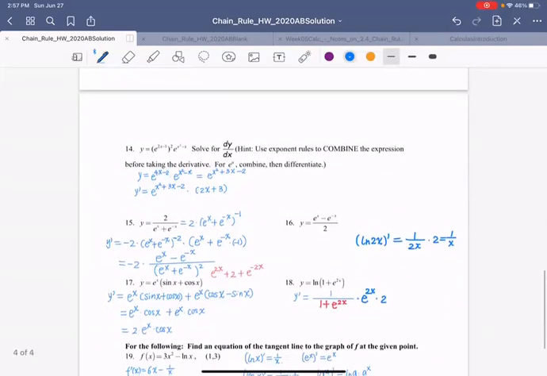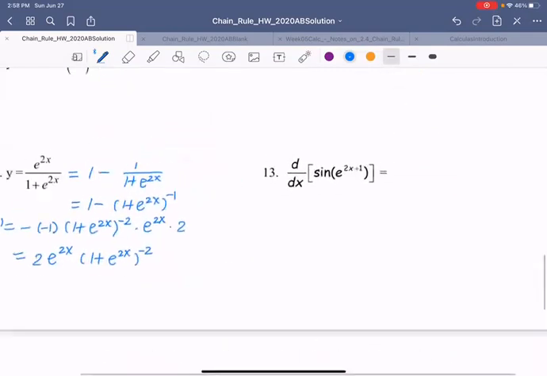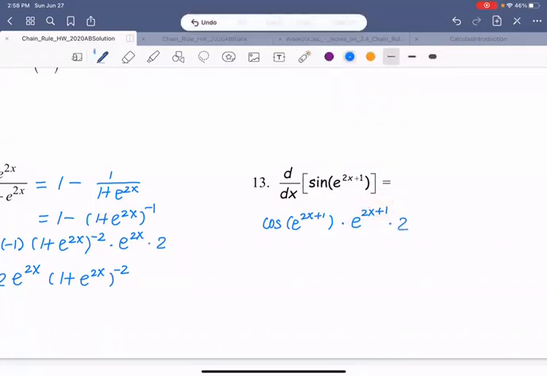Now let's do number 13. Sine of this. You want to treat the outer layer as sine, so you do cosine of this. And then you are going to do that guy's derivative. That guy's derivative is e to the power of 2x plus 1. And then this guy's derivative will be 2, so you times 2. Okay, that's the final answer.